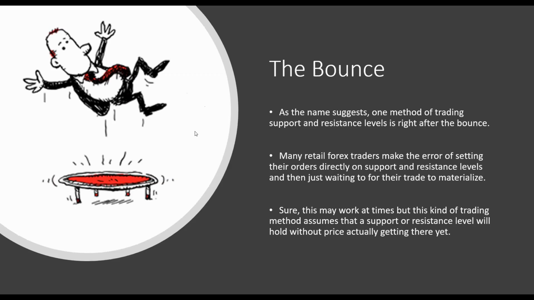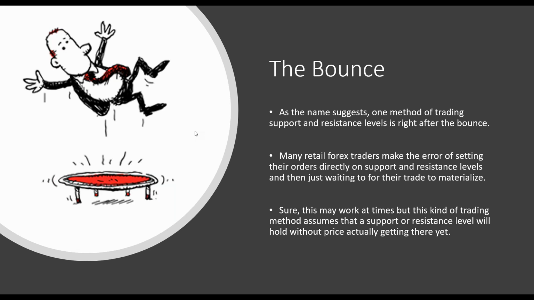Now, one of the simple ways, and a strategy that some people use that works actually quite well, is trading support and resistance. There's the bounce. And as the name suggests, one method of trading support and resistance levels is right after the bounce. When price comes down or goes up and hits one of these major levels and respects it, bounces off of it, okay, you can trade that. It's called trading the bounce.